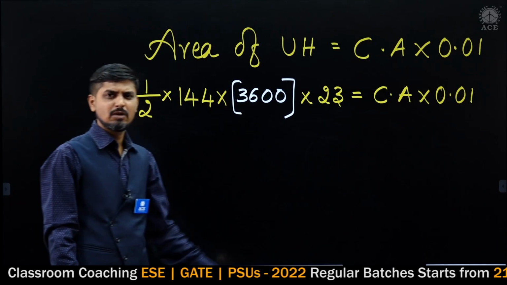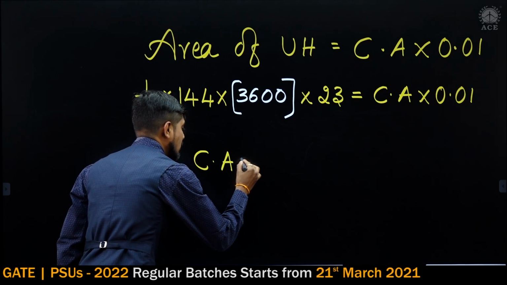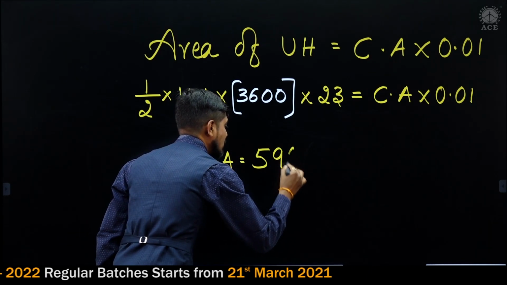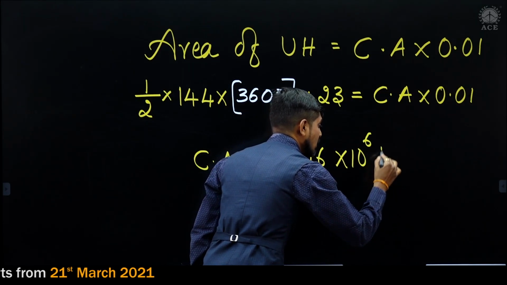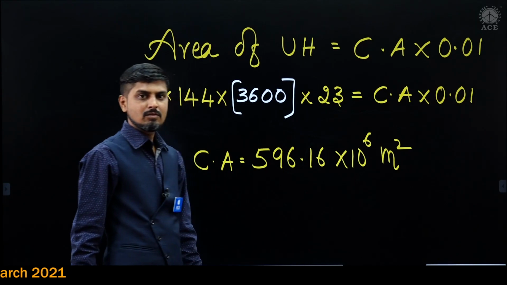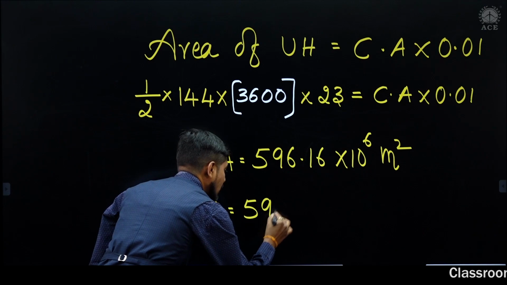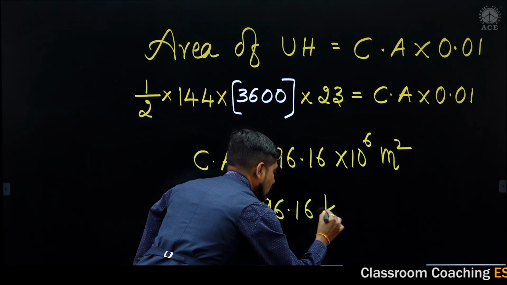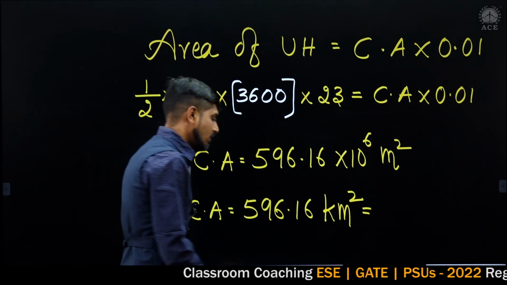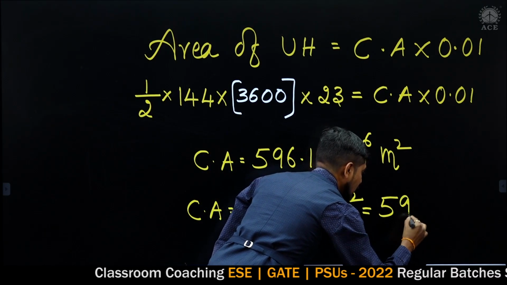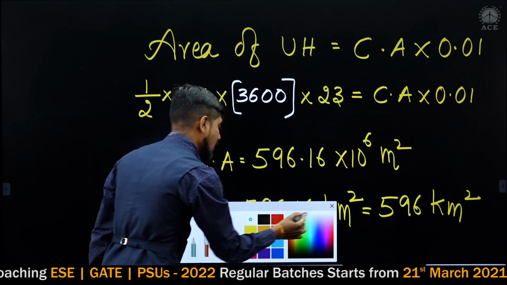It is a very simple question. Now you can calculate it very easily. So you will get catchment area equal to 596.16 into 10 to the power 6 meter square. So that is nothing but catchment area equal to 596.16 kilometer square. If you round off to the nearest integer, it will be 596 kilometer square. This is the required answer.